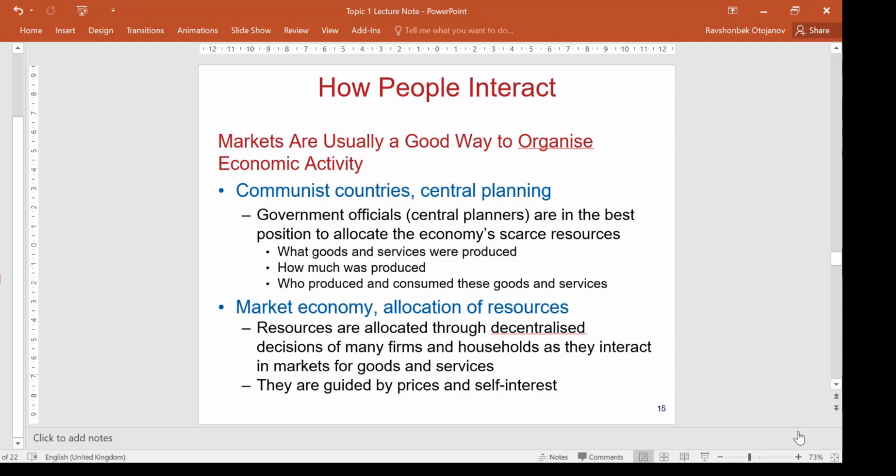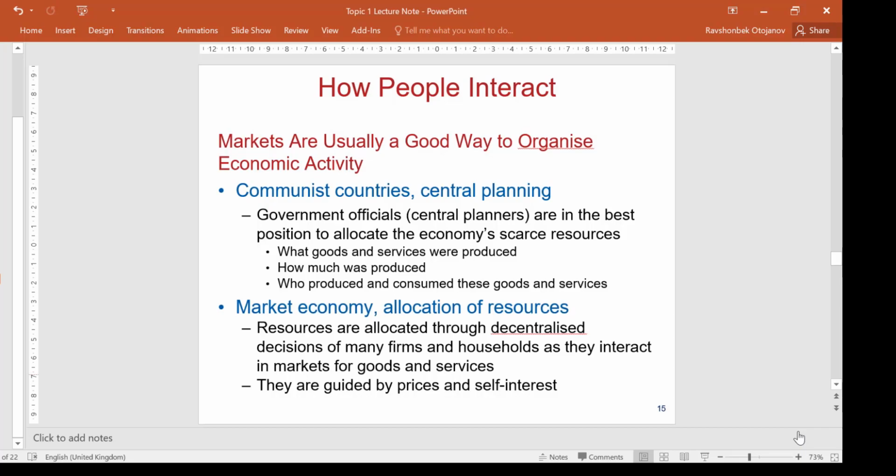Usually government officials, or we call them central planners, are considered the best people to allocate the economy's resources. And they are also considered to be the best people to provide the equitable and efficient allocation of resources. So they will be responsible for what goods and services are produced, how much to produce, and who would produce the output, using the limited resources. But today we realize that this economic planning or central planning doesn't work well.